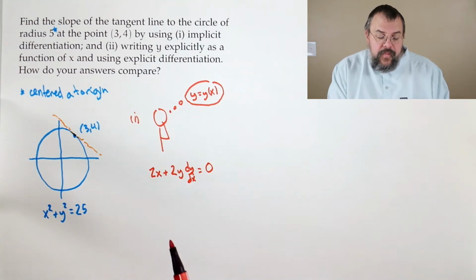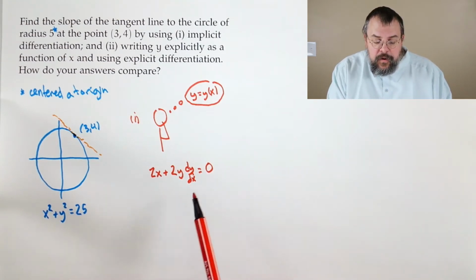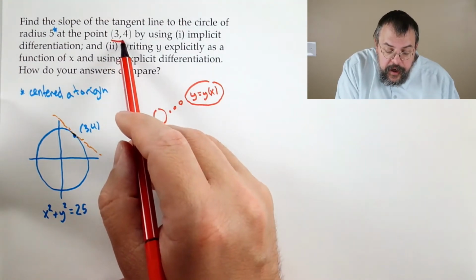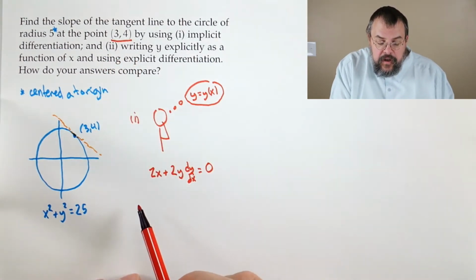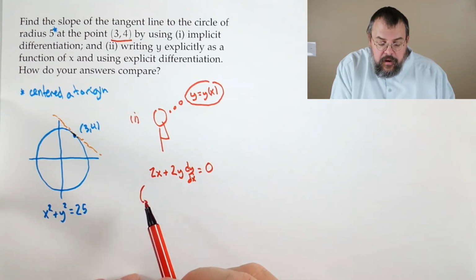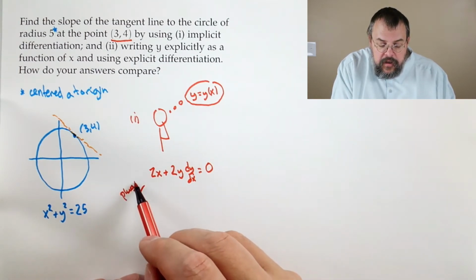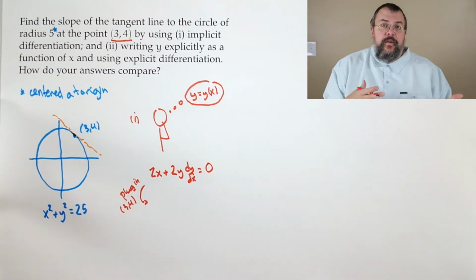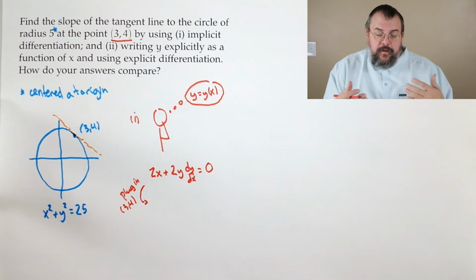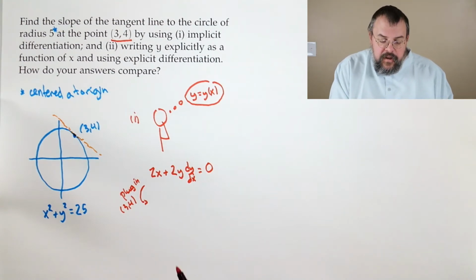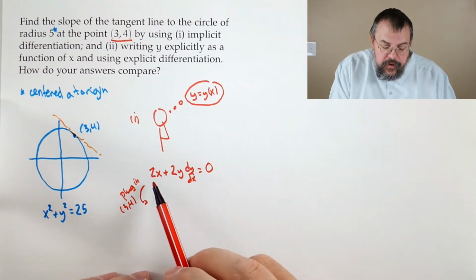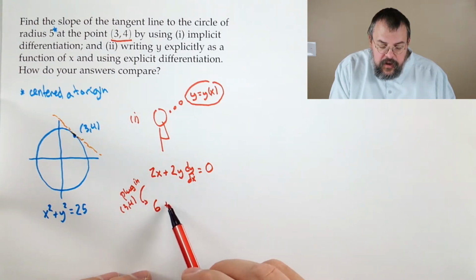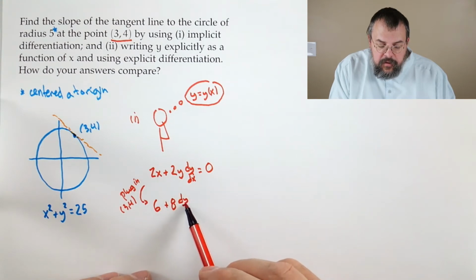Now, this gives a relationship which works for any x and y. Remember, we're after a very specific point, (3, 4). So, next what I'm going to do is plug in the point (3, 4). See, I have a choice. Do I evaluate or do I simplify? Here I'm going to just evaluate. So what do we have? We'll have 2 times 3, so 6, plus 2 times 4, 8, times dy/dx.